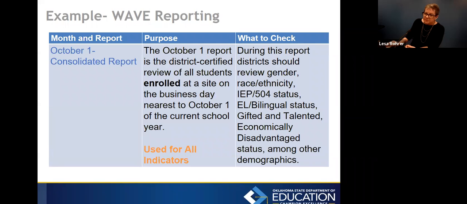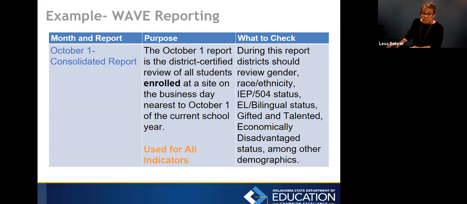This is an example of something you'll see in the WAVE report, that October 1st Consolidated report. This is actually used for all of the indicators. It is the district certified review of all the students that are enrolled at your site on the business day nearest to October 1st. During this time, make sure that the gender, race, ethnicity, IEP 504 status, bilingual status, gifted and talented, economically disadvantaged status, and other demographic information is correct within your local student information system. That's the first place to start.